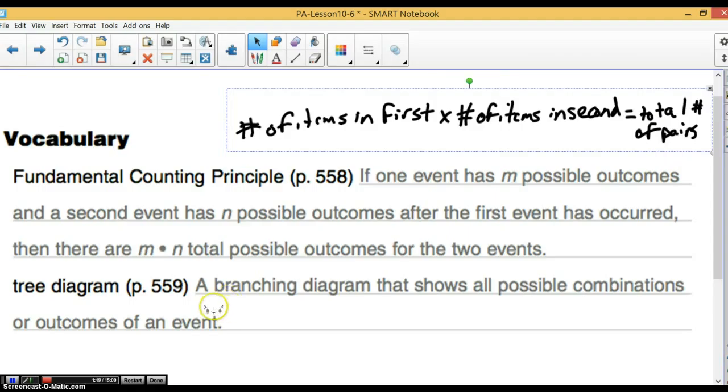Our second vocab word is a tree diagram. That is a branching diagram that shows all possible outcomes, all possible combinations or outcomes of an event. And that is a diagram that we're going to get into in our last example. So we're going to hold off about talking about that for a little bit.